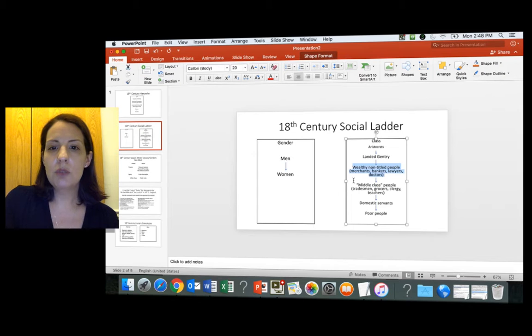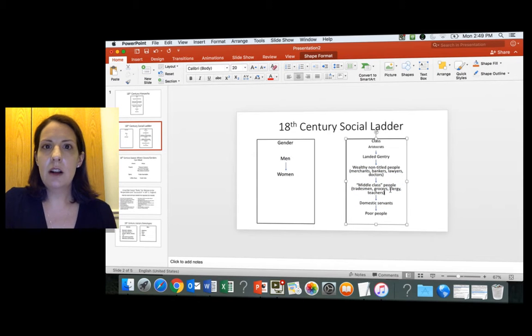Next on the totem pole is what we might consider middle class people. That is, people that have to work for a living. They do have good, steady jobs, but those jobs may not bring them as much money as people who are really wealthy. So it might be people like tradesmen, grocers, clergy, or teachers. Further down the list is domestic servants, so people that spend their lives in servitude to others, usually people higher up the totem pole. And then at the very bottom of the list are poor people, so people that work day jobs or people that are on aid.